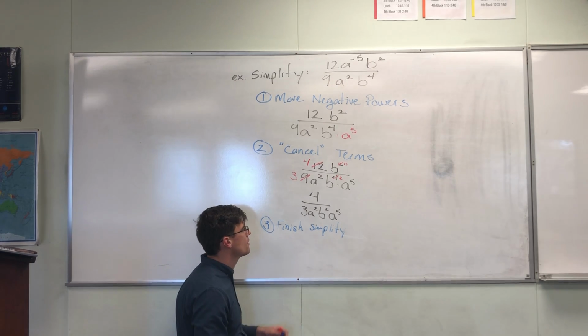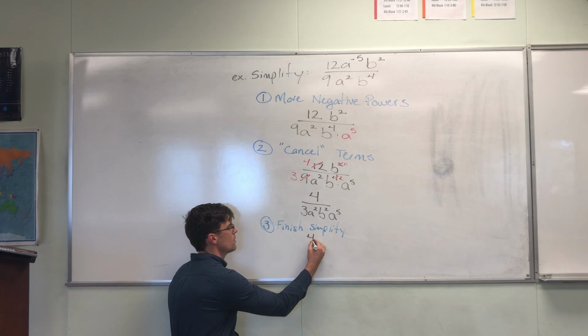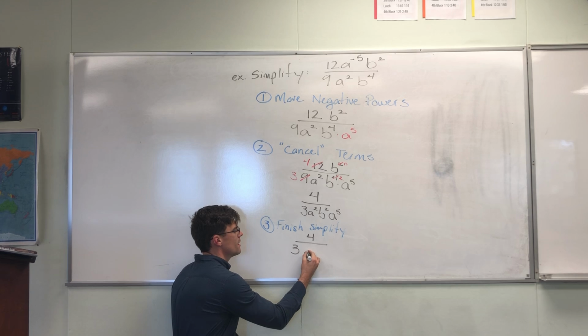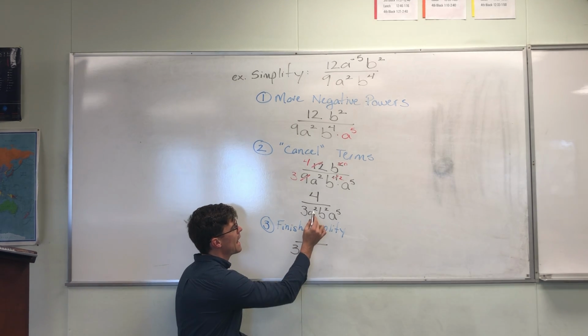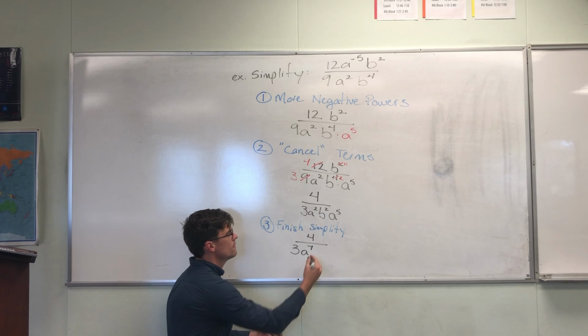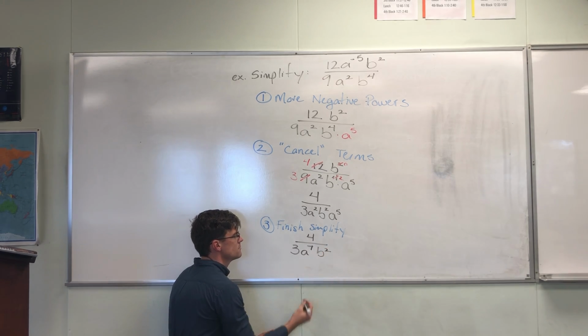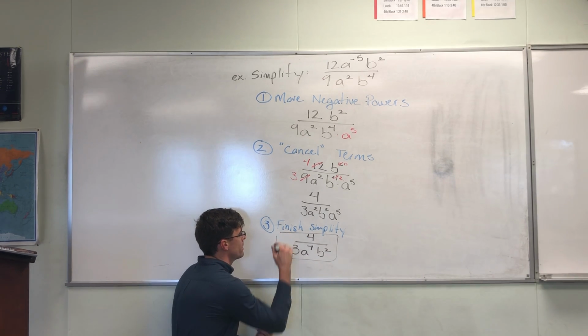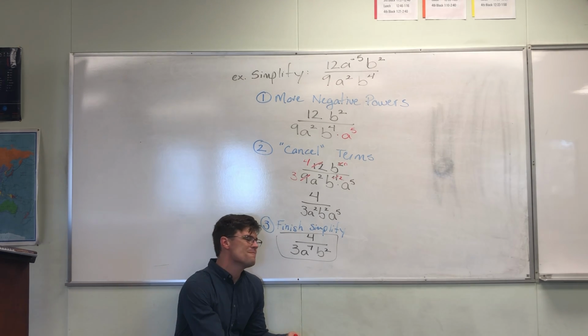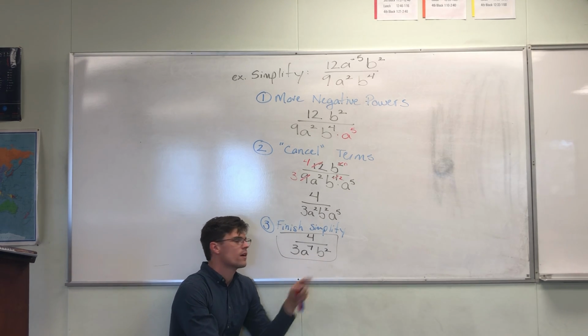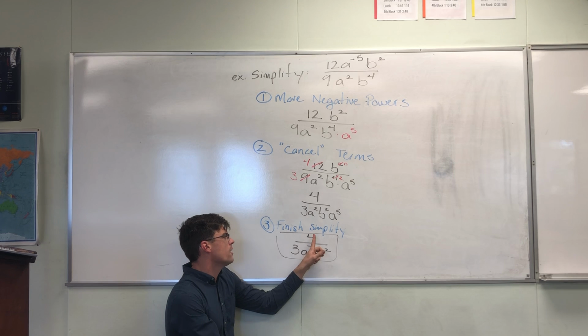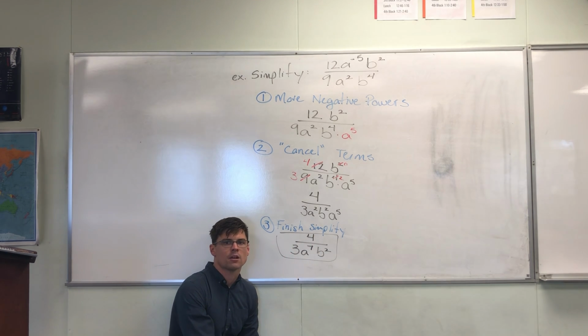So I've got 4 over 3, and now I'm going to write this as a to the 7th power, adding the 2 and the 5, and then it's still just b to the 2nd. And that is my final answer. How I know I'm done is because I only have one of each variable and just one big number in the top and one big number in the bottom.